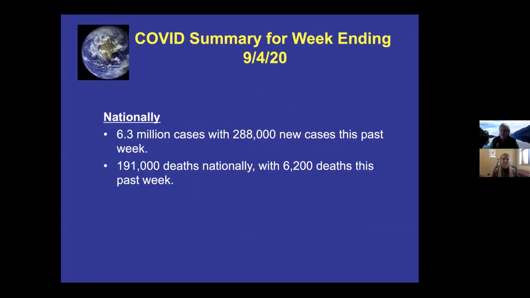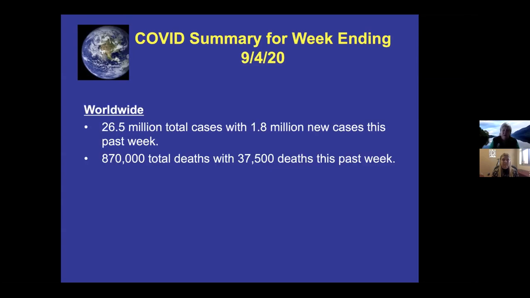Nationally, there have been 6.3 million cases, with 288,000 new cases this past week. There have been 191,000 deaths nationally, with 6,200 deaths in the past week. Worldwide, 26.5 million total cases, with 1.8 million new cases this past week. There have been a total of 870,000 deaths, with 37,500 deaths this past week. So that's it for this week. Hopefully things will start slowing down here pretty soon.